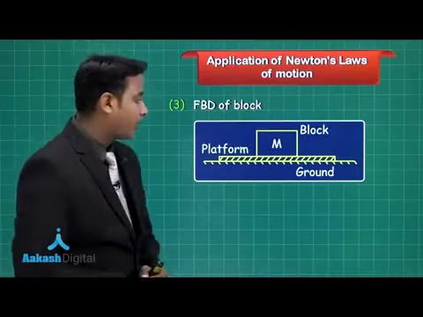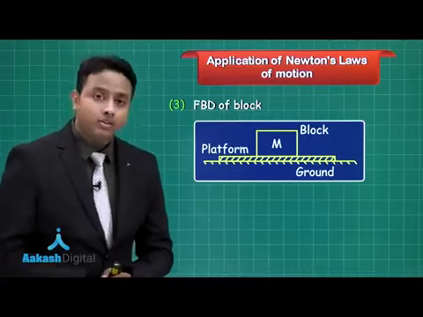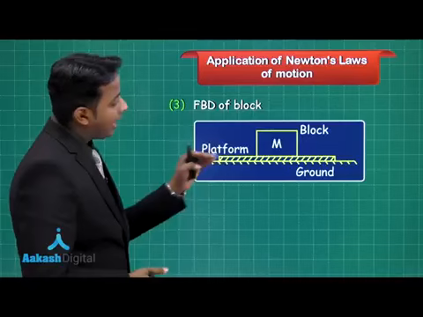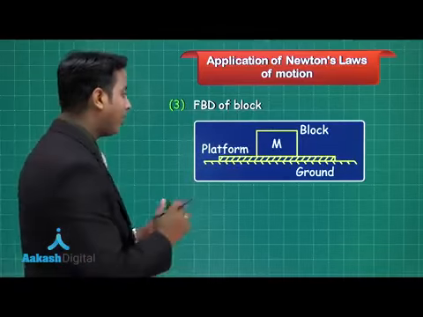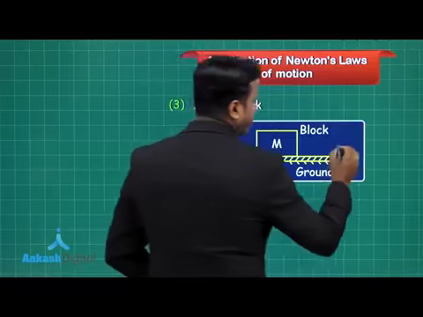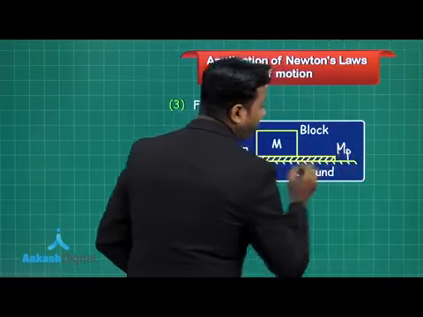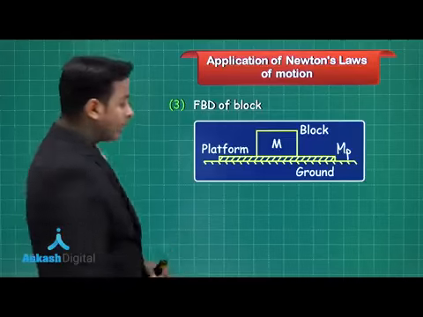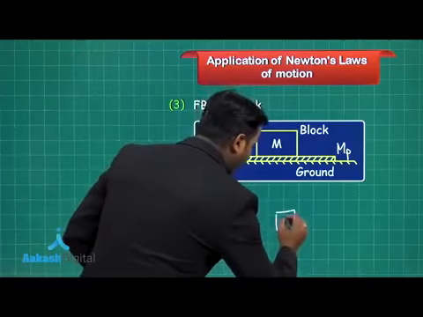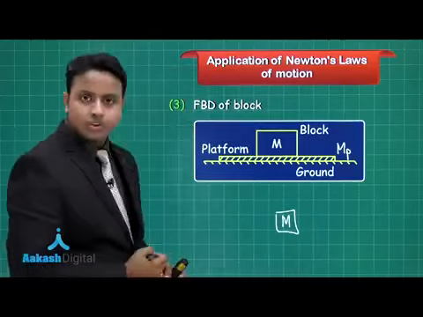Now we have a situation, a platform is being placed on the ground with certain mass, and on the platform there is a block of mass capital M. Now here we can see that mass of the platform can be taken as Mp. Now how can we draw the free body diagram of the block? Now this capital M, we have identified as the system.